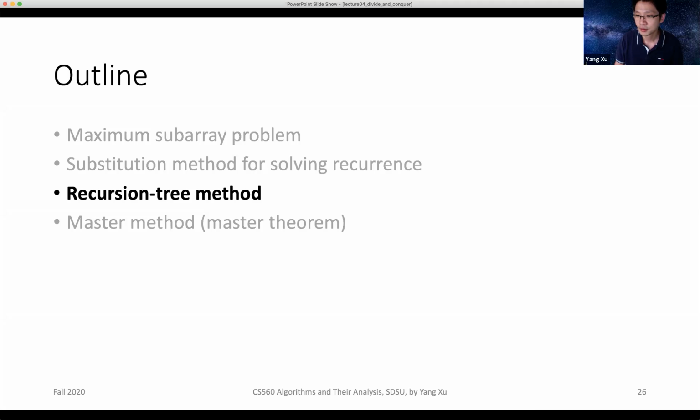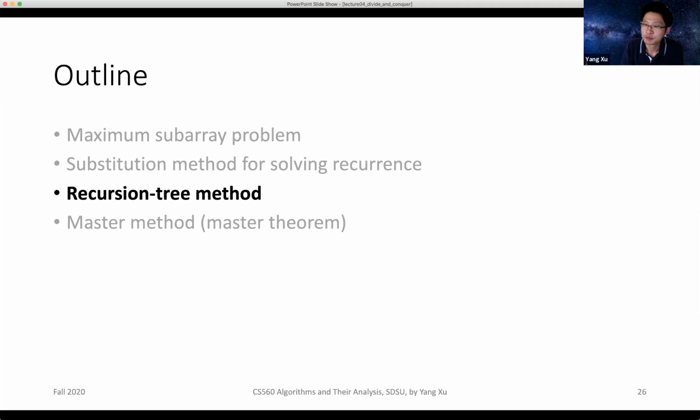Okay, so today we will talk about the second method for solving recurrence. And a little bit of recap of the previous contents. We use the maximum sub-array problem as an example to introduce the divide and conquer approach, or divide and conquer algorithms. This type of algorithm contains a recursive part, or recursion parts.